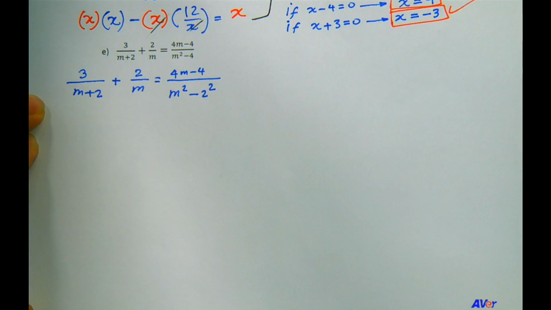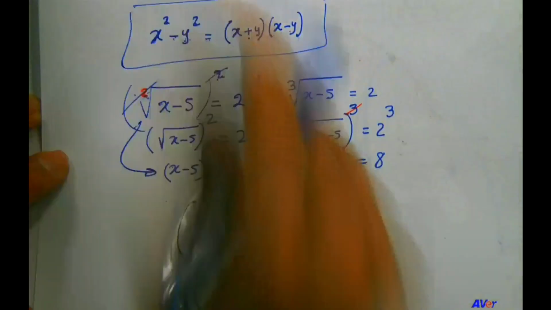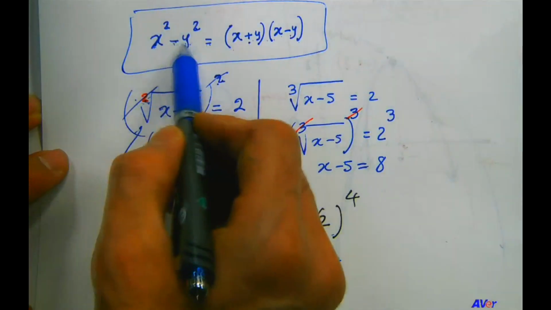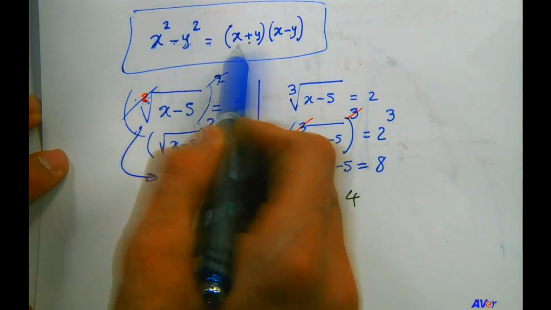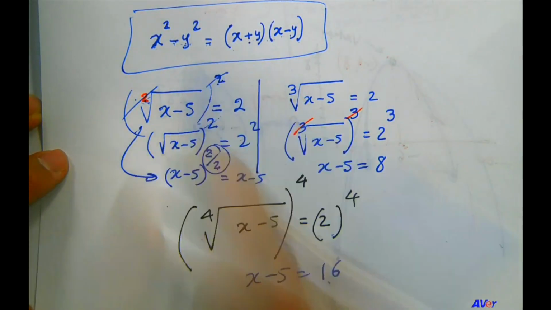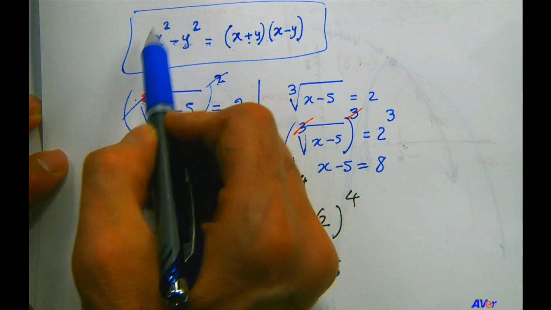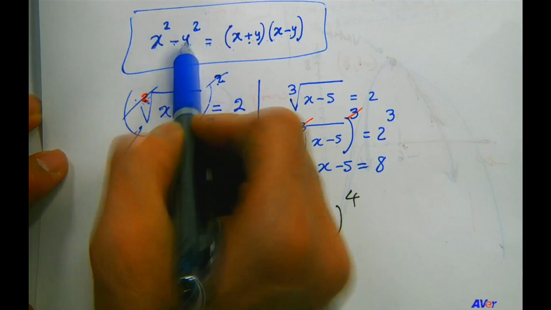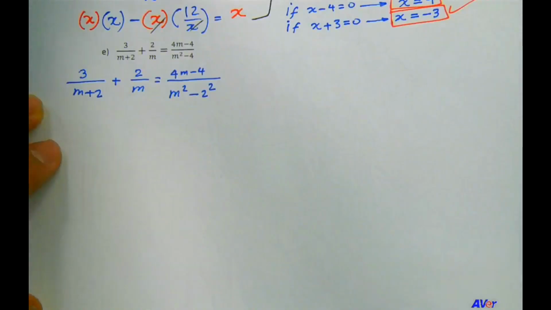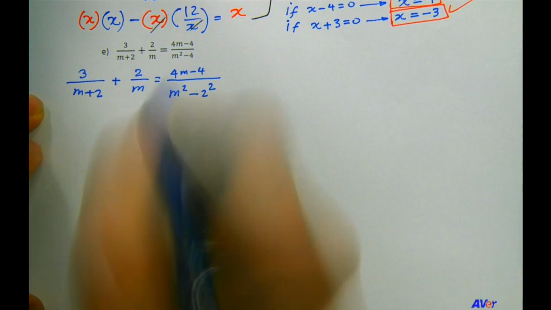Right? Remember this property that I asked you to memorize? A perfect square minus another perfect square factorizes into this: x plus y times x minus y. This plus that times this minus that. Okay? So we're going to do that.